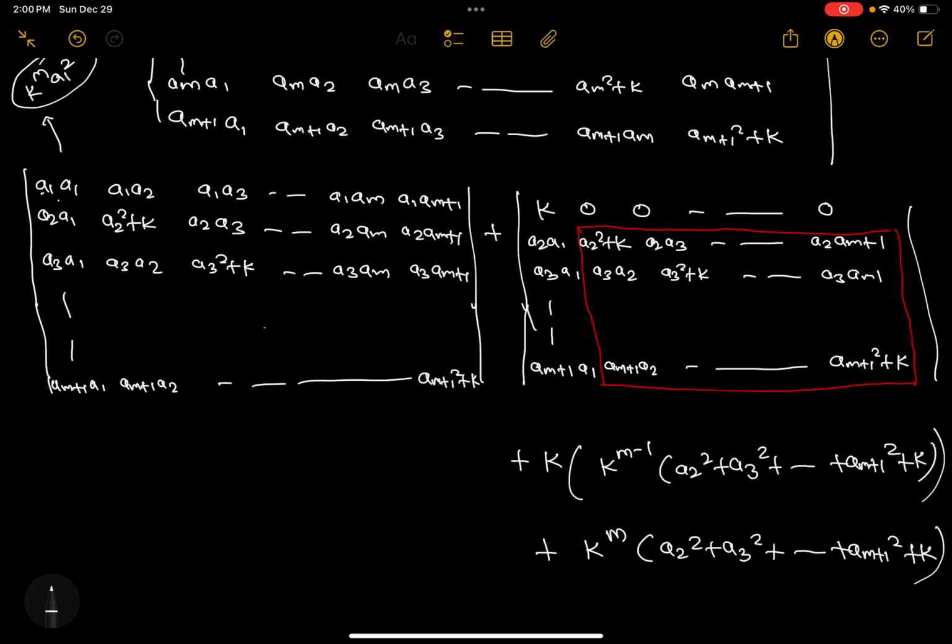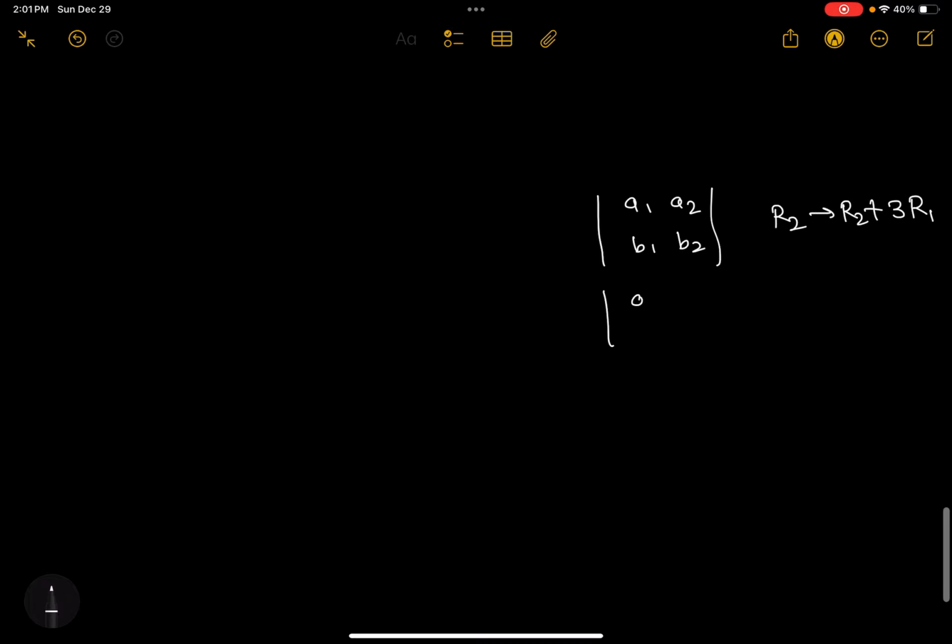So yeah, a2 am plus 1. So there's a lot of similarity, right? And we know that in a determinant, if I'm adding some constant multiples, I guess you guys know this fact. Let's say I have a determinant with rows a1 a2 and b1 b2, and I do a row operation where row 2 becomes row 2 plus 3 times row 1, some constant multiple of the row. Now this will just be a1 a2, and then b1 plus 3a1, b2 plus 3a2.